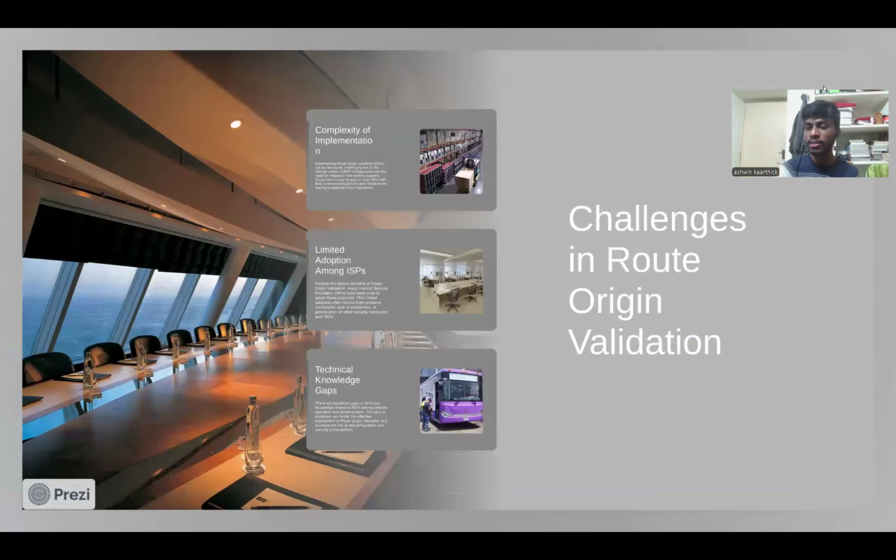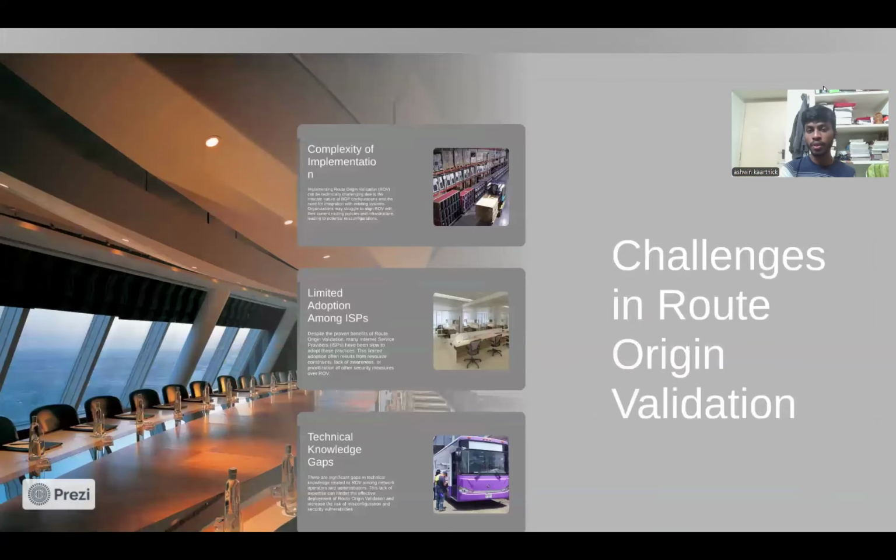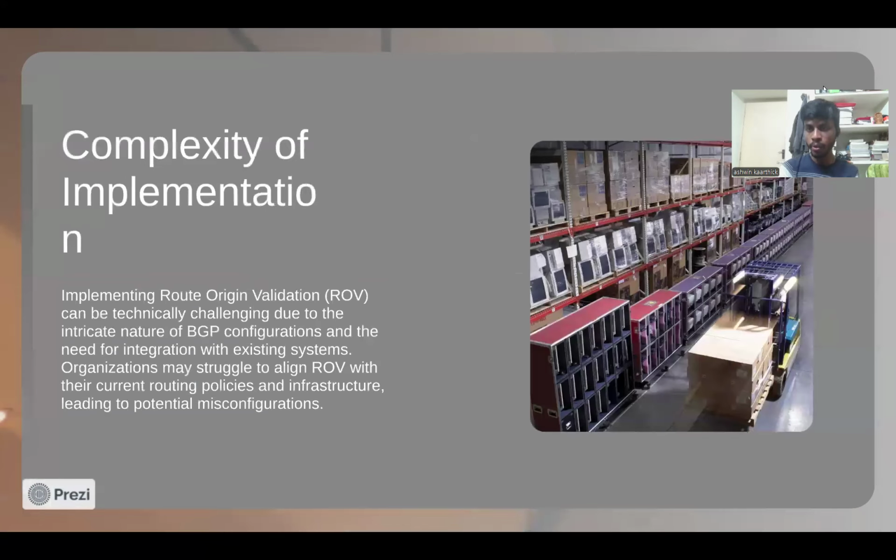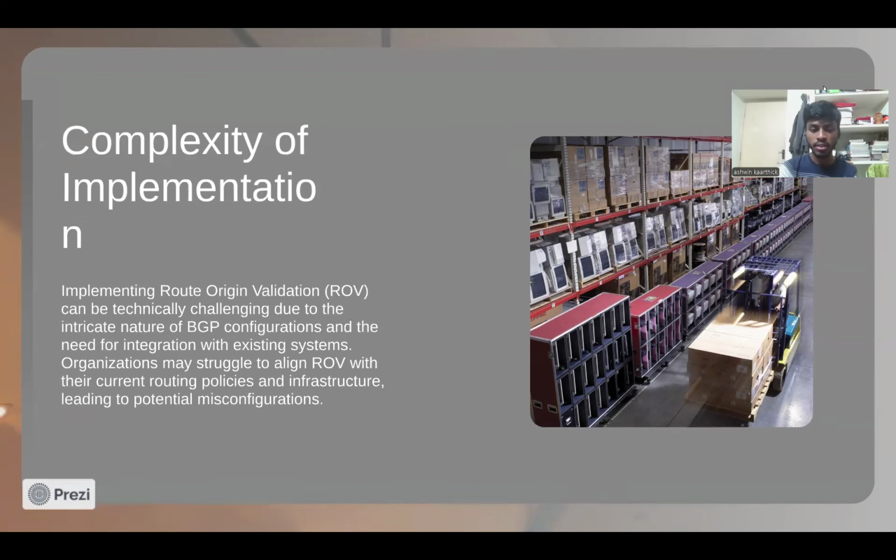So, what are the challenges in ROV? The implementation itself is a complex task due to the technically challenging, intricate nature of BGP and the need for integration with existing systems. Organizations nowadays struggle to align ROV with their current routing policy and infrastructure, which leads to potential misconfiguration between the ROV and policies.